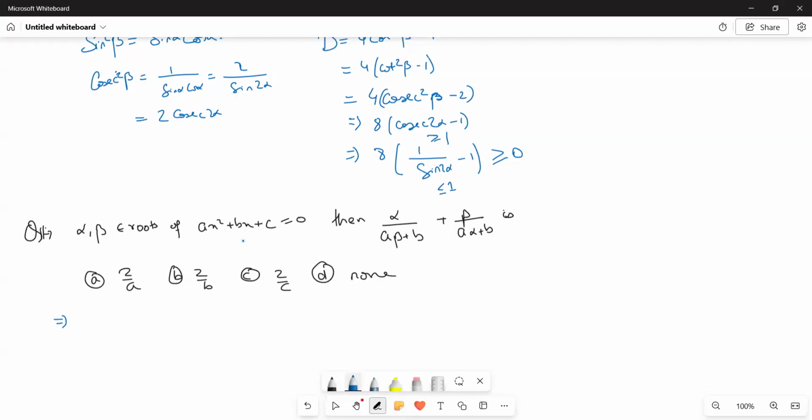Since alpha, beta are the roots of the equation, they must satisfy the equation. So we have a alpha square plus b alpha plus c is equal to 0. Now, taking alpha common, a alpha plus b is equal to minus c by alpha. And correspondingly, we can say that a beta plus b will be minus c by beta.